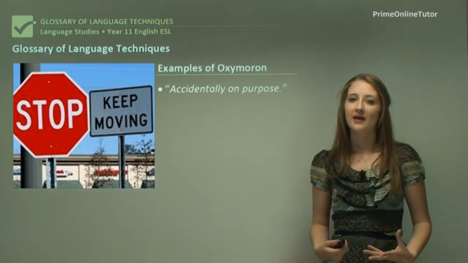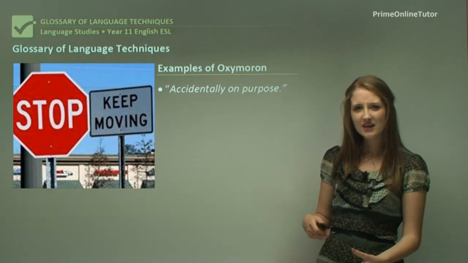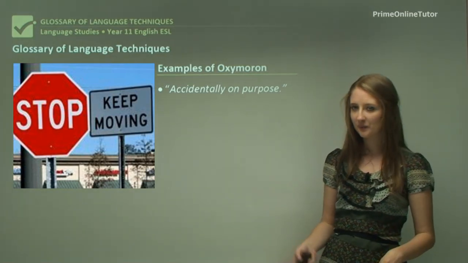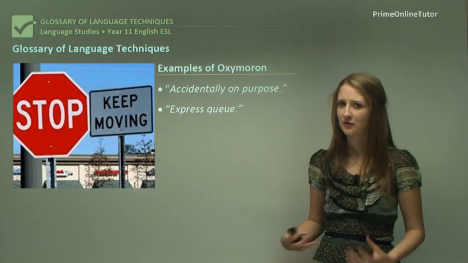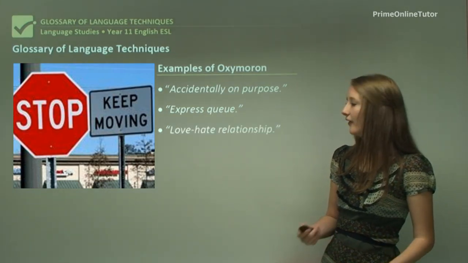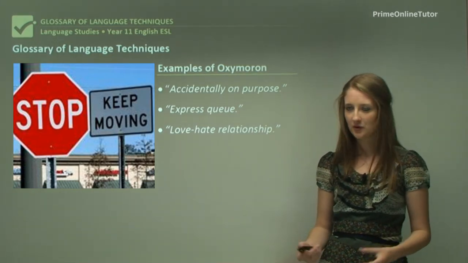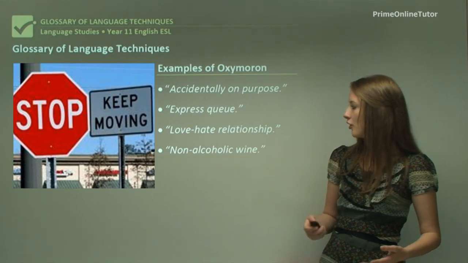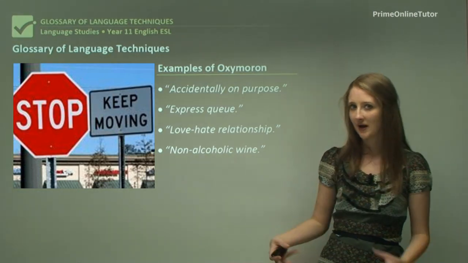So words like accidentally on purpose, that's an example of an oxymoron. It's accidentally but also on purpose. How is that possible? Express queue. It's supposedly moving fast but you're still in a queue. The love-hate relationship, that's two different elements, love and hate, opposite emotions. Non-alcoholic wine, so wine that's got no alcohol content even though wine is an alcohol.